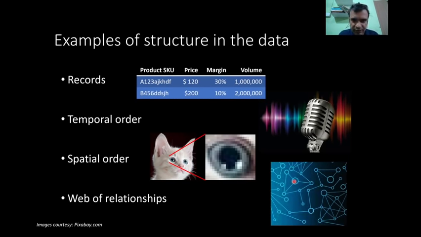That structure has to be there, and then there are well defined machine learning frameworks that exploit these structures to give you better models and better predictions. The whole revolution in machine learning, and especially deep learning, is in the last 3 buckets: the temporal order, the spatial order, and the web of relationships.